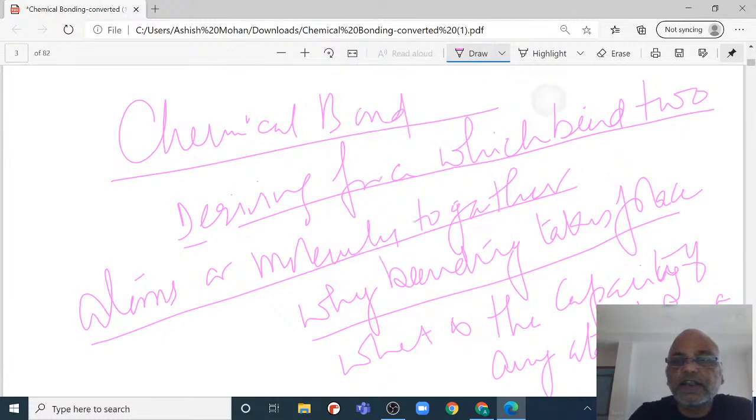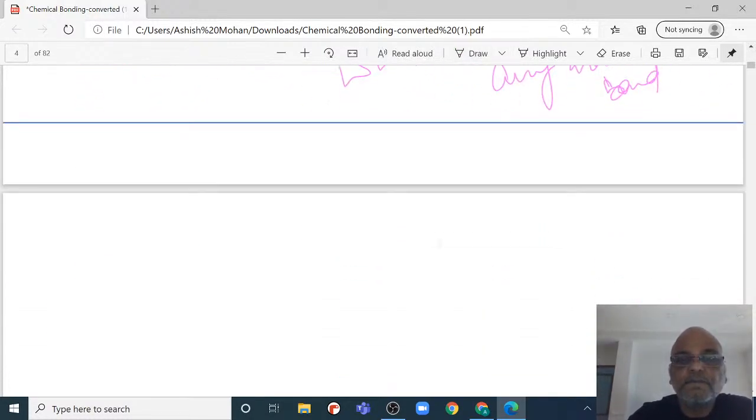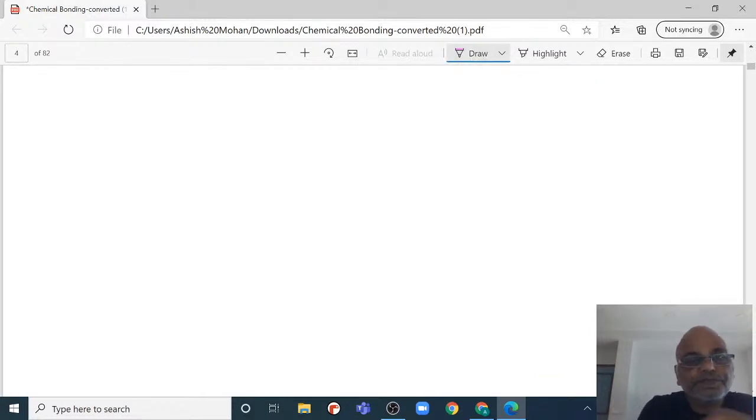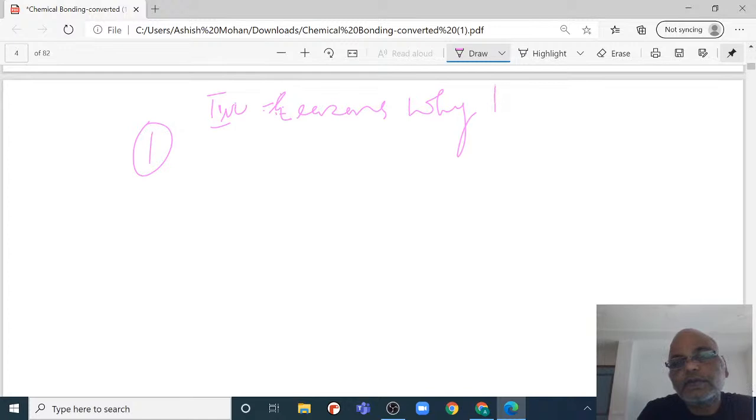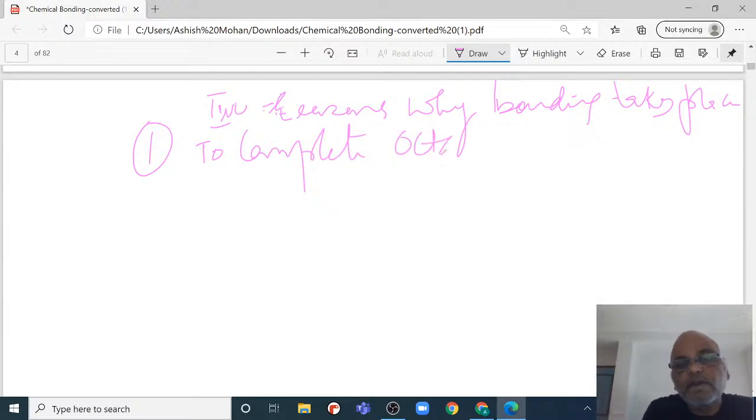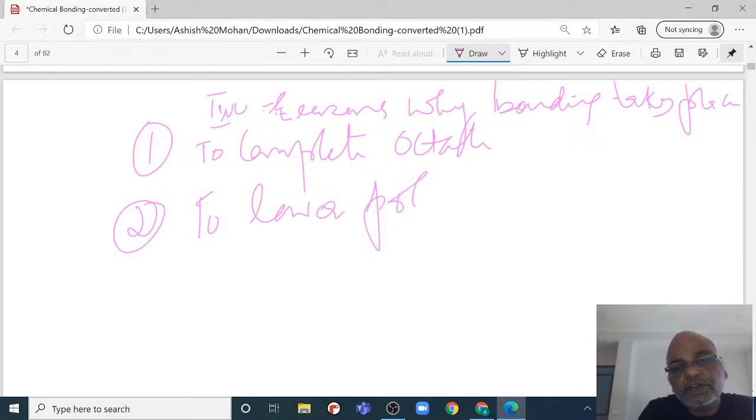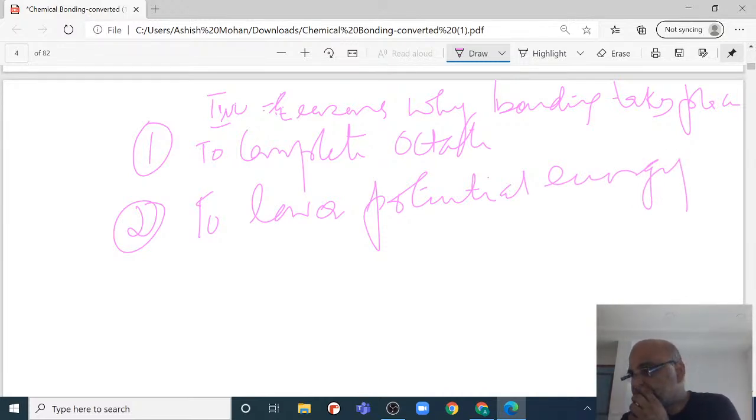So first, I would like to tell you why bonding takes place. There are two reasons why bonding takes place. First reason, to complete octet. Second reason, to lower potential energy. First reason is to complete octet. Second reason is to lower energy.